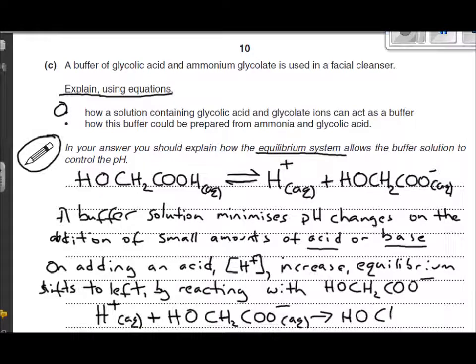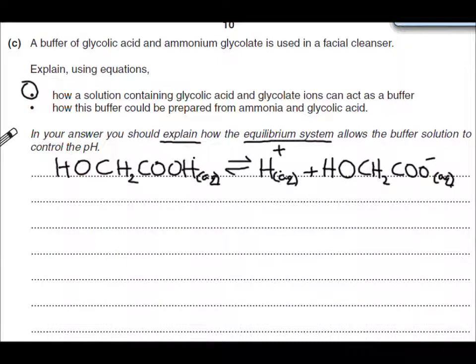HOCH2COOH. So that's the action of a buffer in maintaining the pH when we add acid to the buffer solution. So we've described the action of the buffer when we add an acid. Now we need to consider what happens when we add an alkali to the buffer solution.